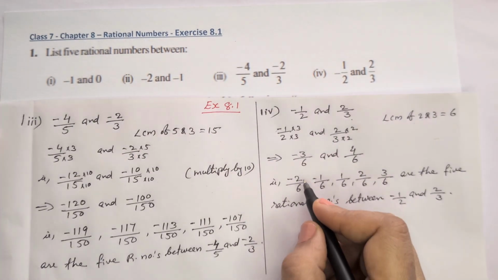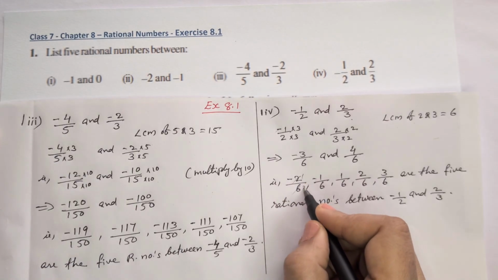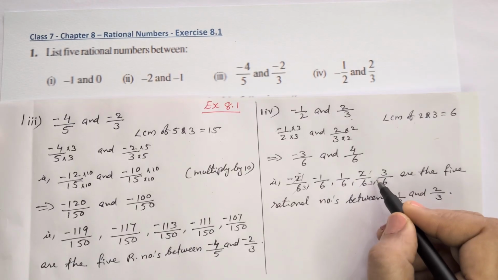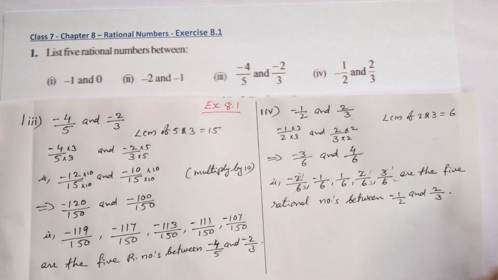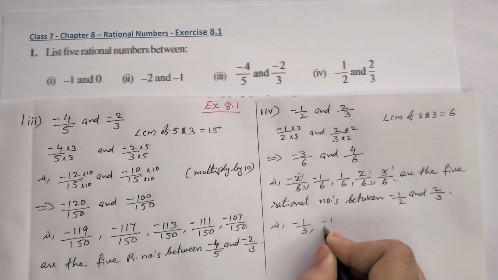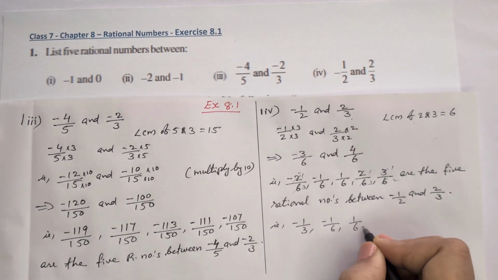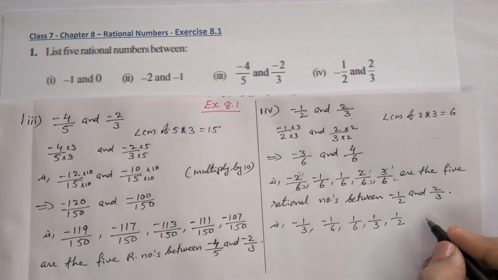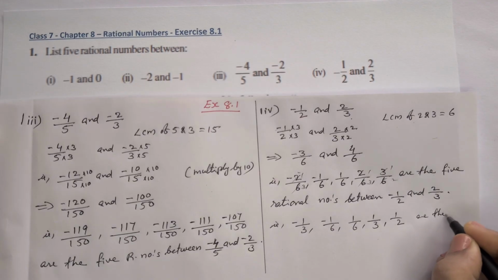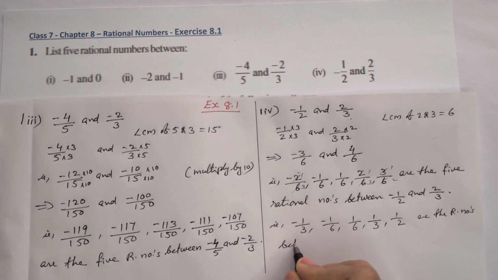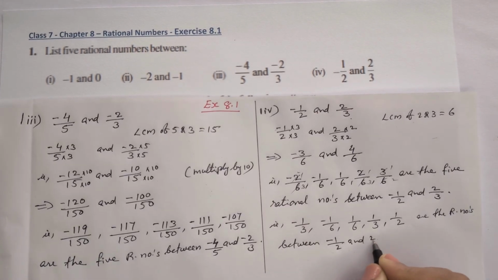Also we can simplify that. Here this will come -1 by 3, this also 1 by 3, here 1 by 2. That means -1 by 3, -1 by 6, plus 1 by 6, 1 by 3, 1 by 2 are the rational numbers between the given numbers -1 by 2 and 2 by 3.